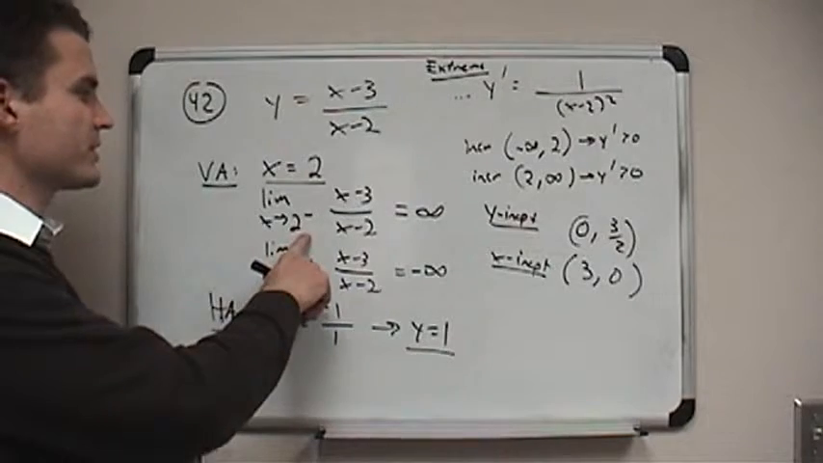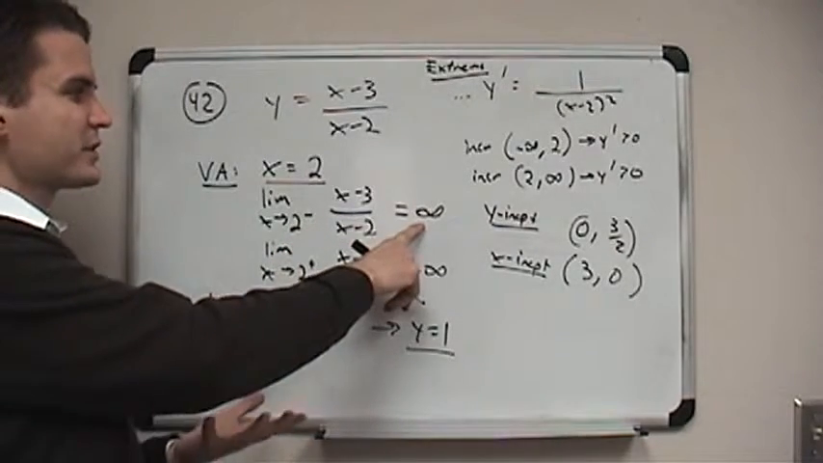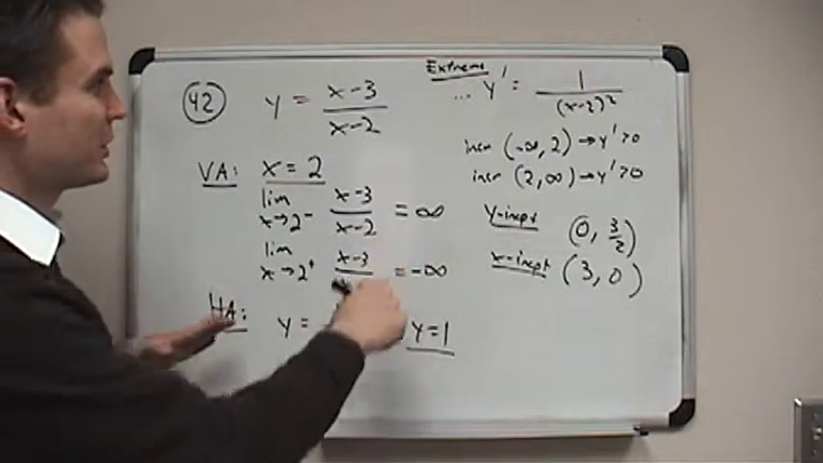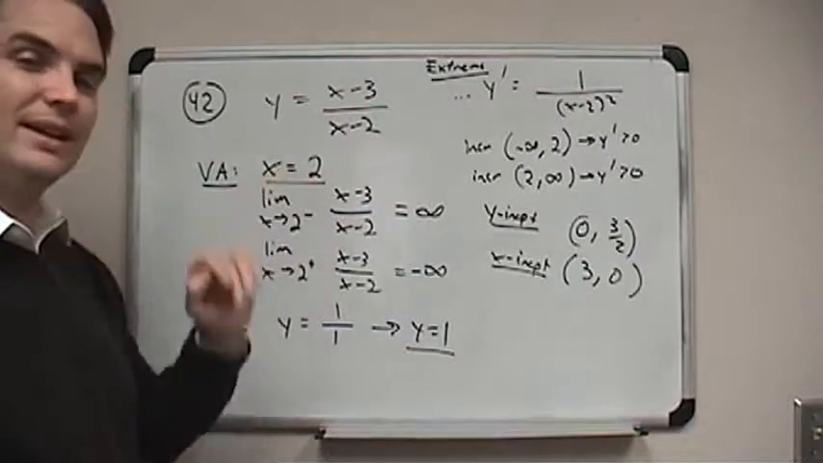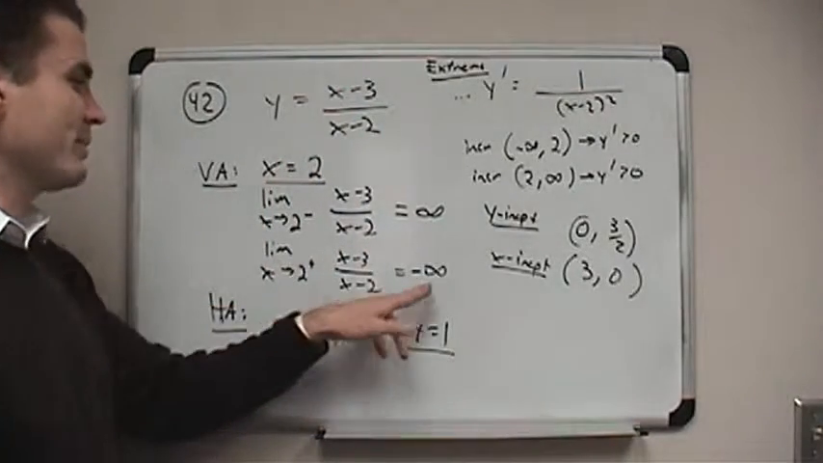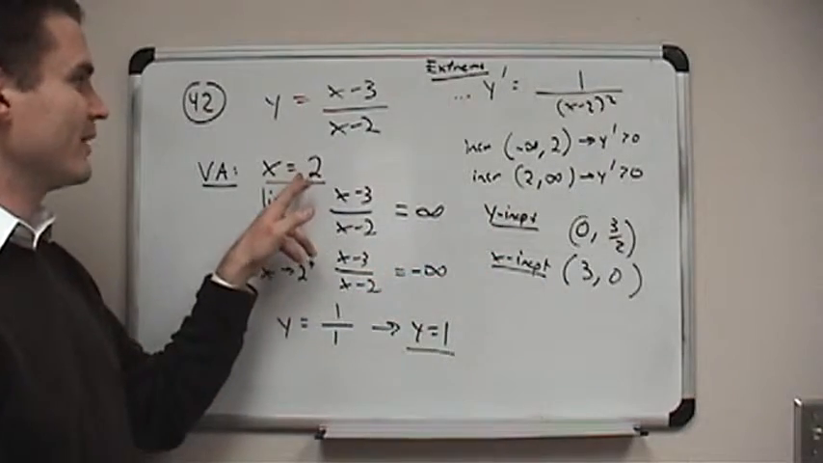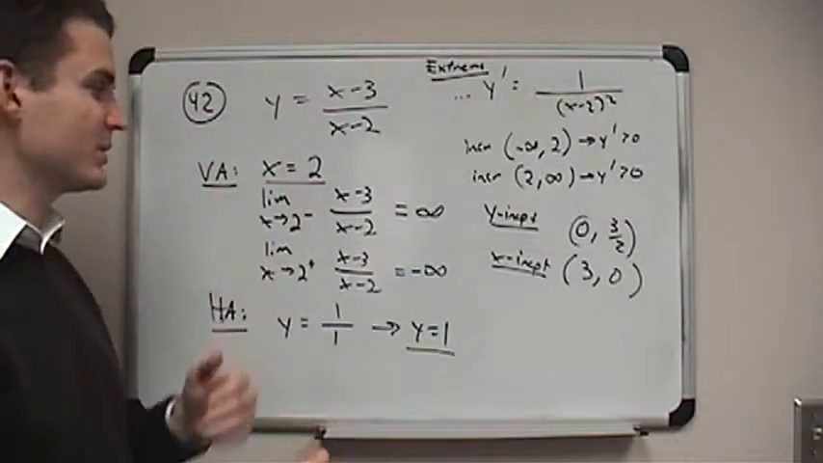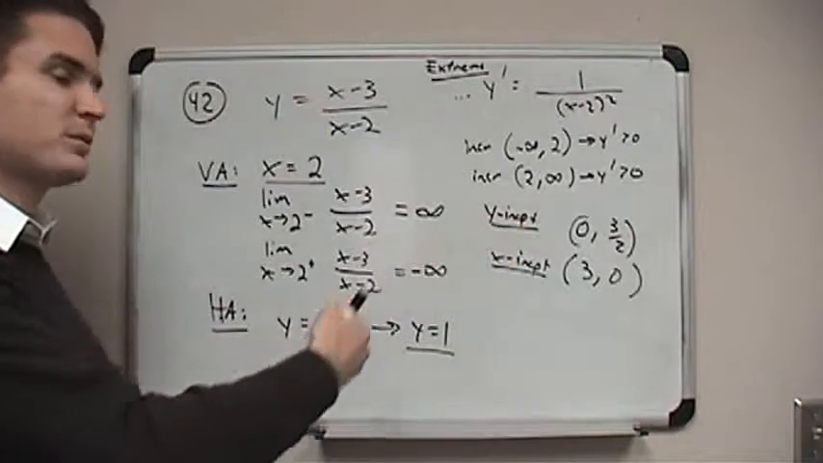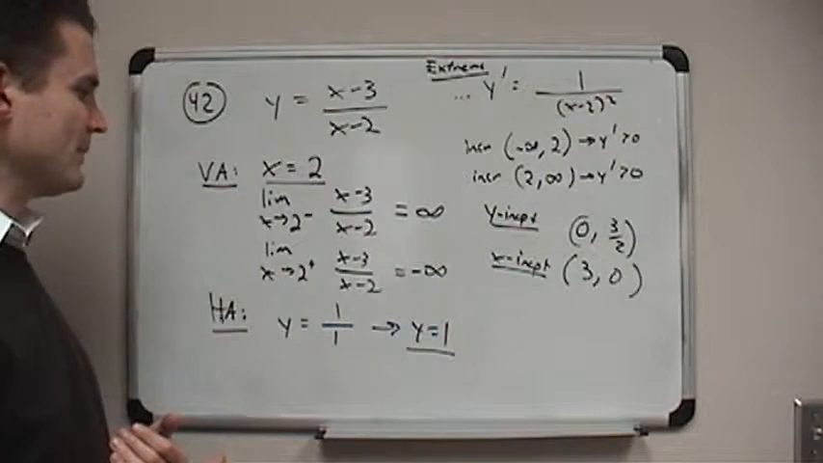When x approaches 2 from the left, the function approaches infinity, so the graph will curve up towards that asymptote at x equals 2. And from the positive side, the limit is negative infinity. So there will be a vertical asymptote at x equals 2, and the function will curve down from the right.